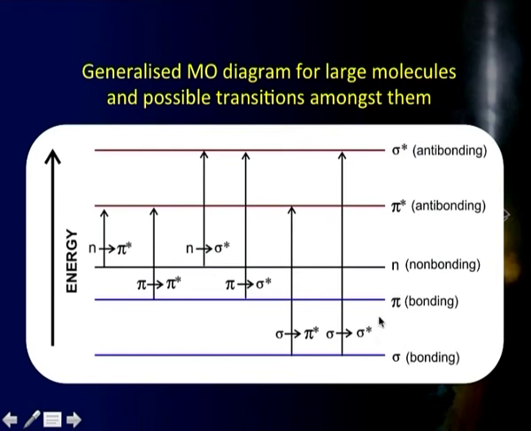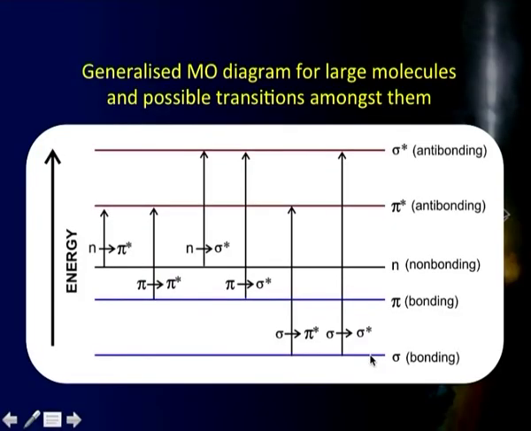The possible transitions happen to be the 6 of them as shown over here. You can have n to pi star transition, pi to pi star, n to sigma star, pi to sigma star, sigma to pi star or sigma to sigma star. Depending on the energy involved, these transitions are located at different places.